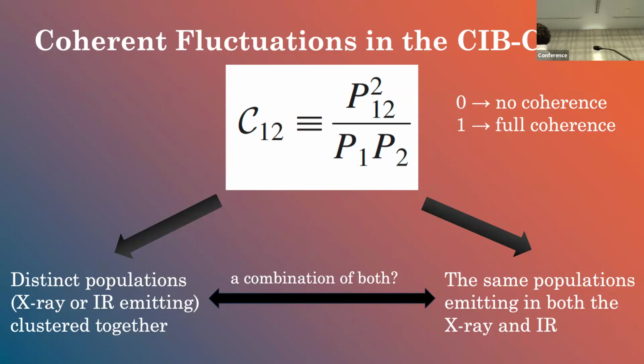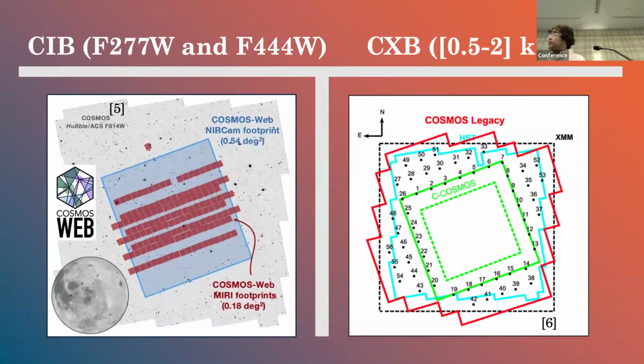And intuitively, it would make sense for it to be a combination of both, as star formation can be traced both through the infrared and the X-ray, and AGN emit in the infrared. So really the truth probably lies somewhere in the middle. And so how can we study this? We do this in the COSMOS field.